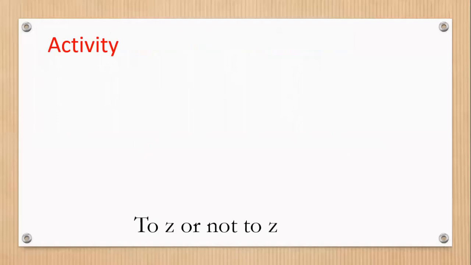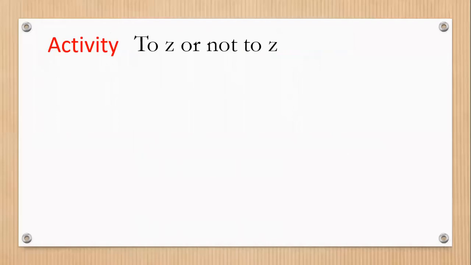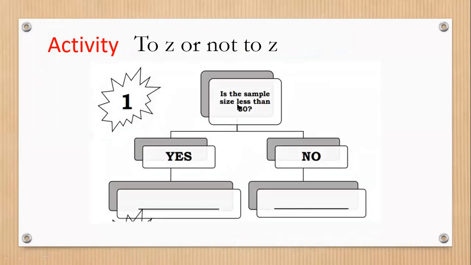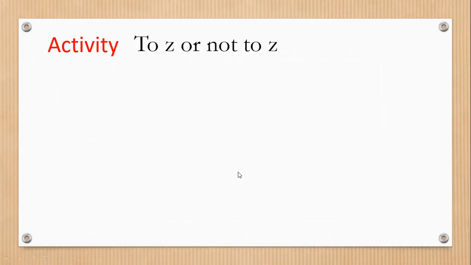This first activity is that you need to decide whether to Z or not to Z. Basically, is the sample size less than 30? You need to consider the number in your sample size. If it is a yes, then it is not to Z. If it is a no, it is to Z. Later, we will have an explanation on that.